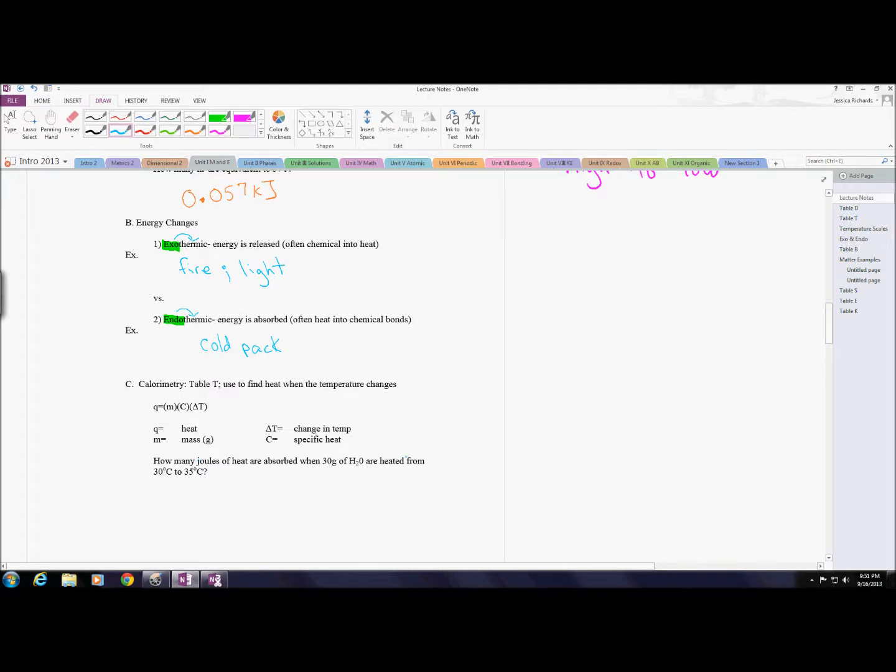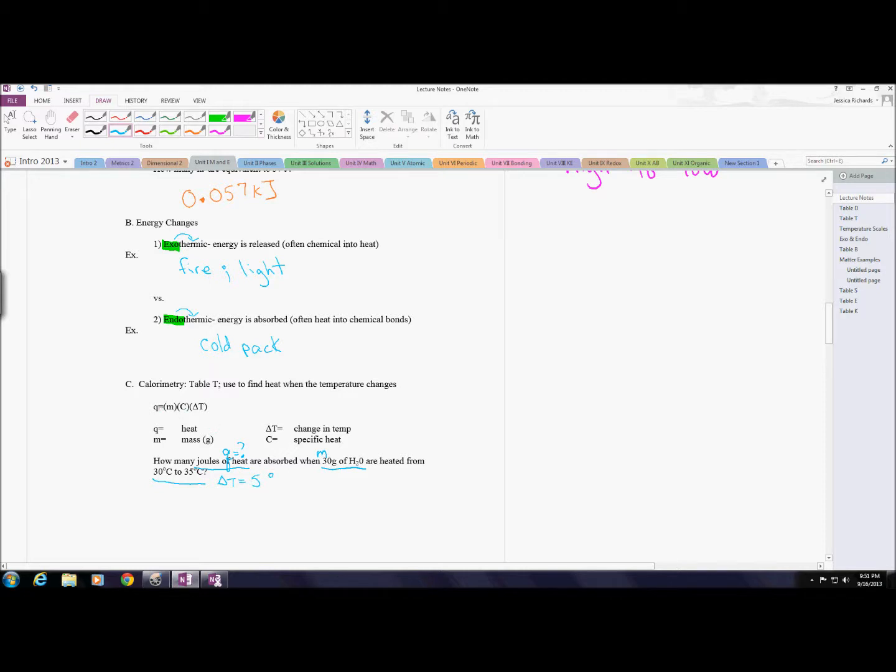So this is something that we'll practice in class a little bit, and I'm just going to do one practice problem for you here, and then we'll wrap up for today. The question says, how many joules of heat, according to table T is Q, and so they want to know how many joules, so that's what we're going to be looking for, are absorbed when 30 grams of water, so grams are the unit that we use for mass, are heated from 30 to 35. So 30 to 35 is going to be a change in temperature of 5 degrees.